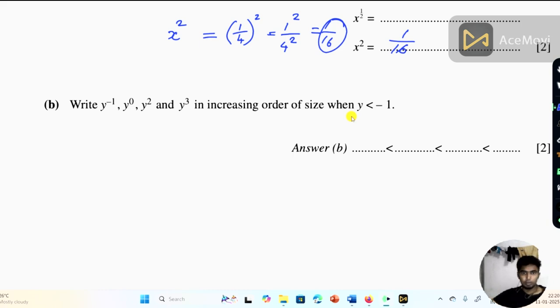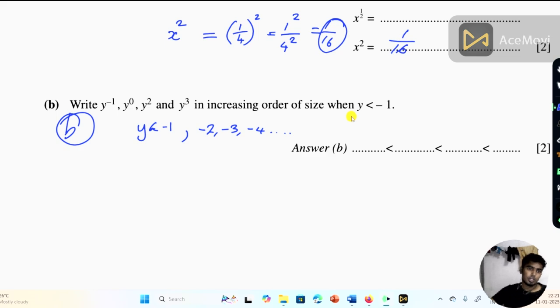Then here the B question. Write y raised to minus 1 and y raised to 0, y square and y cube in increasing order of size, y less than minus 1. So y less than minus 1 means we can take the values minus 2, minus 3, like that. The values are minus 2, minus 3, minus 4, etc. Those are the values for y less than minus 1.